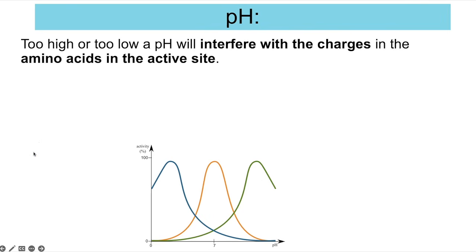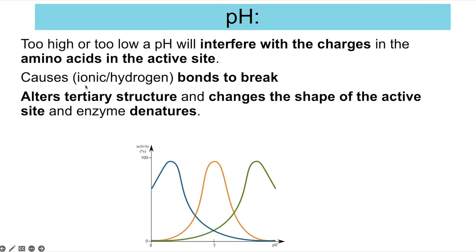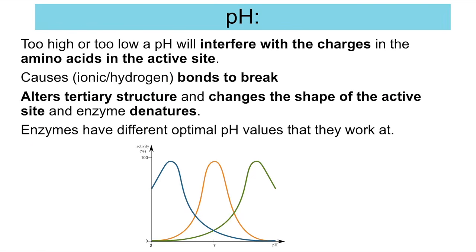It's a similar idea with pH, because if you have too high or too low a pH, it will interfere with the charges in the amino acids in the active site. And if you're changing the charges, that can cause the ionic and hydrogen bonds to break. That changes the tertiary structure and therefore changes the active site, and therefore the enzyme has denatured. So you won't get those enzyme-substrate complexes, and therefore the rate of reaction is going to be lowered.